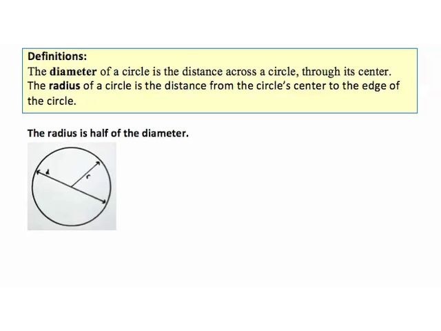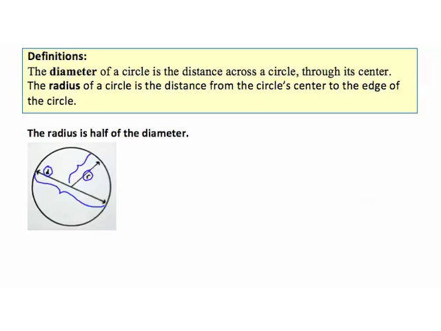Let's take a look at some definitions. The diameter of a circle is the distance across a circle through its center. Down here in my picture, here is the diameter, starting from one edge of the circle, going all the way across the circle, passing through its center. The radius of a circle is the distance from the circle's center to the edge of the circle. You can see here I have the radius in my picture. It starts at the center and goes all the way out to the edge of the circle.